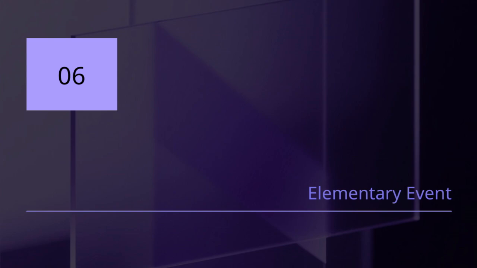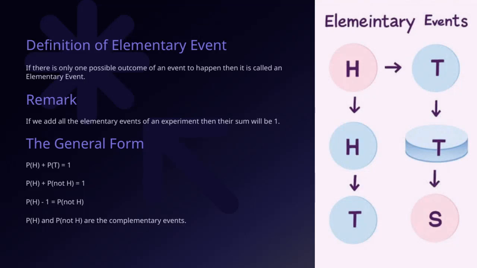Now let's talk about P(H) and P(not H). These are what we call complementary events. Essentially, if the probability of event H happening is some value, then the probability of H not happening is just 1 minus that value. In other words, 1 minus P(H) equals P(not H). And since all probabilities must add up to 1, we have that P(H) plus P(not H) equals 1.